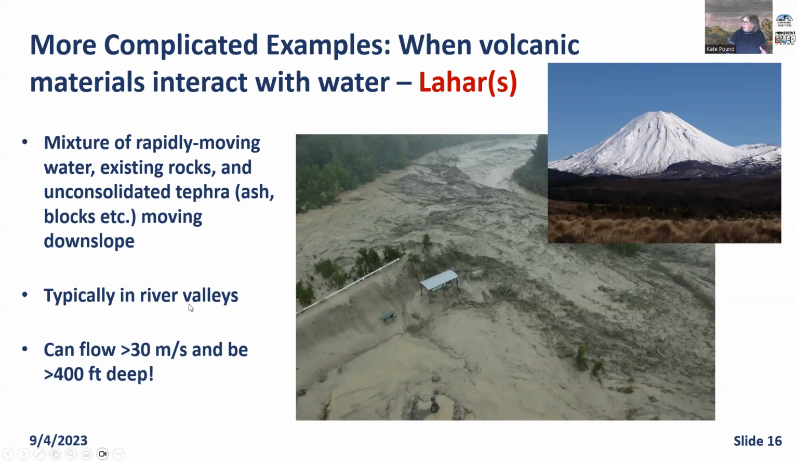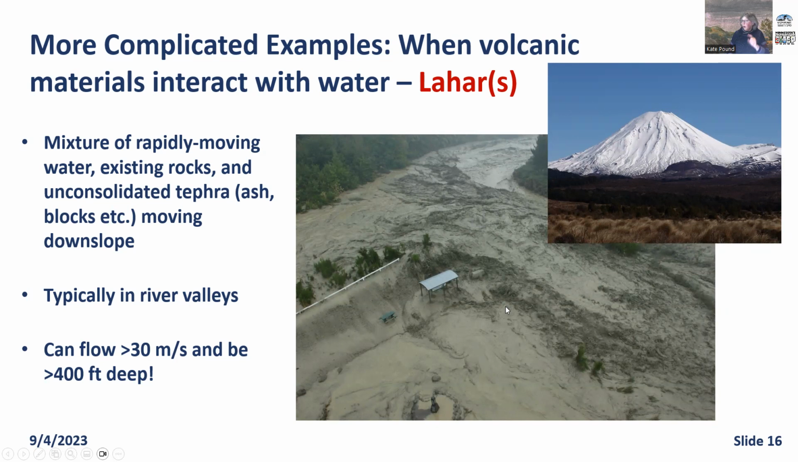They're easily created too by the melting of snow near a vent. They can be moving at more than 30 meters per second and can be as much as more than 400 feet thick. And they just strip everything off and they can be absolutely devastating to infrastructure.